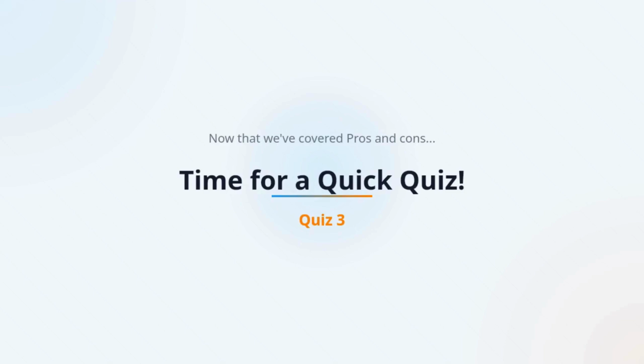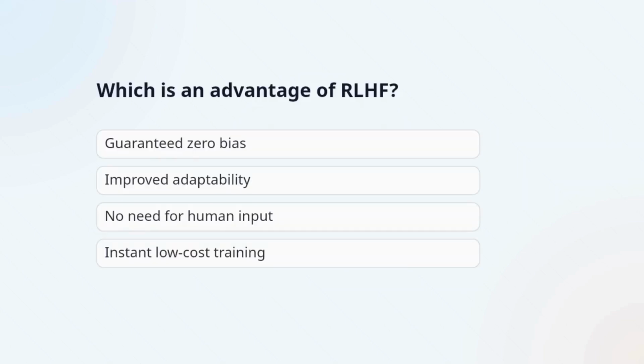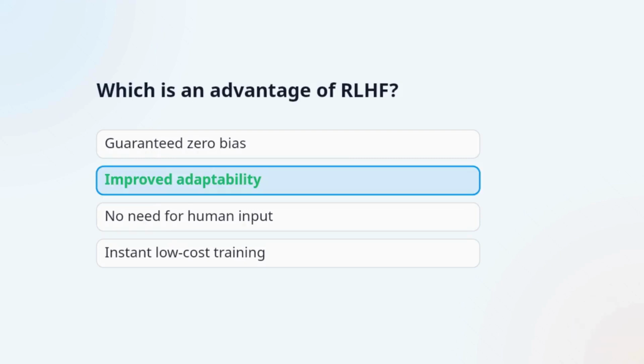Here's quiz number 3. See if you can get it right. Question 1. Which is an advantage of RLHF? The correct answer is improved adaptability. The article lists enhanced adaptability as a major advantage of RLHF.